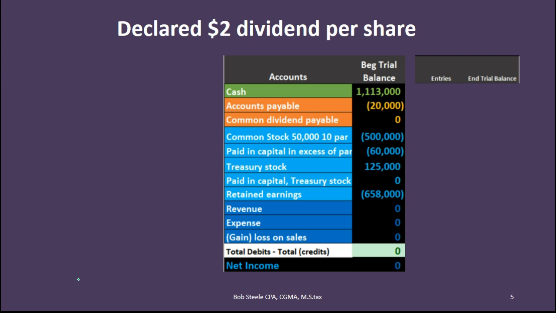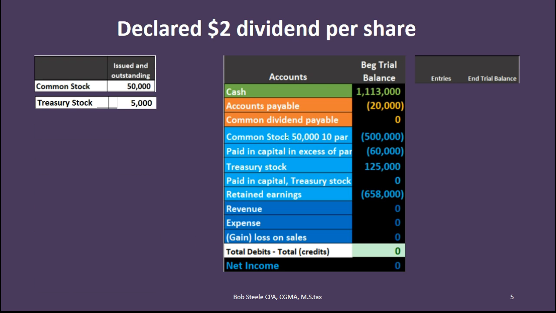So if we declare a dividend, then how are we going to record that? We're going to say the common stock outstanding was 50,000, but we're not going to pay basically a dividend to ourselves, so we're going to have to track the amount of treasury stock out there. The trial balance only gives us the amount that we purchased it for in dollars, of course.